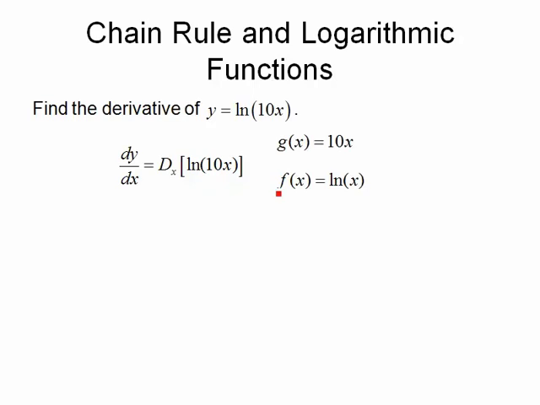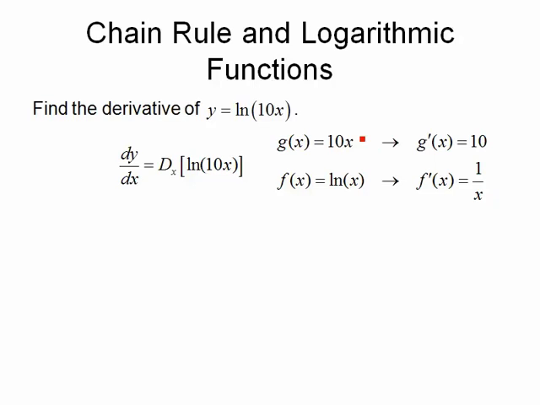The inside function is g of x equals 10x, and the outside function is f of x equals ln of x. To utilize the chain rule, I need to have the derivatives of both the inside and the outside function. So the derivative of g is simply 10, and the derivative of f is 1 over x, which we just found a little bit earlier.